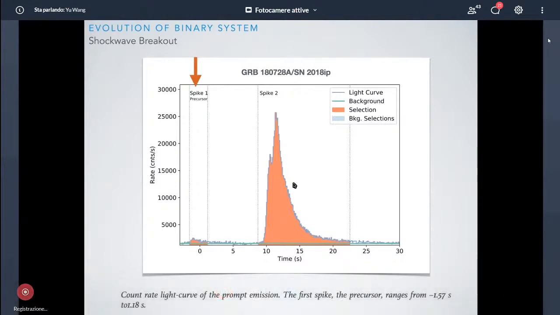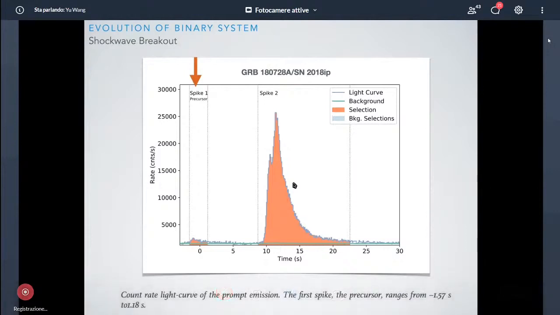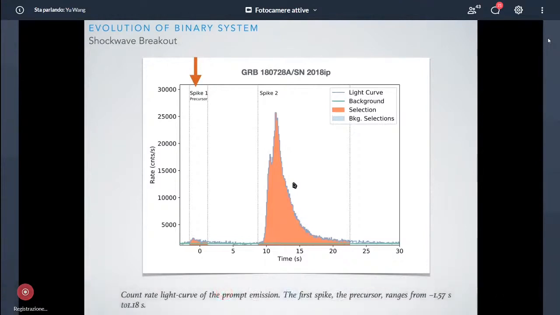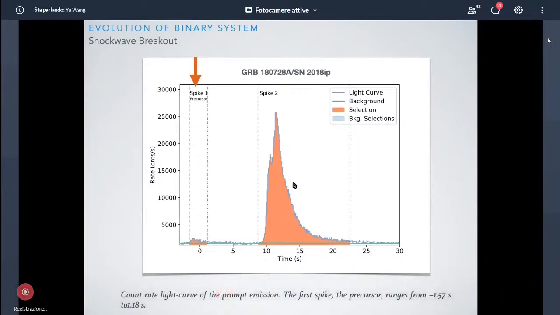This slide shows a count-rate light curve of the first 30 seconds. The X coordinate is observer's time, and the Y coordinate is the received photon counts per second. We see there are two spikes, a tiny precursor and a very high main one. The precursor lasts less than 3 seconds, from minus 1.57 to 1.18 seconds.